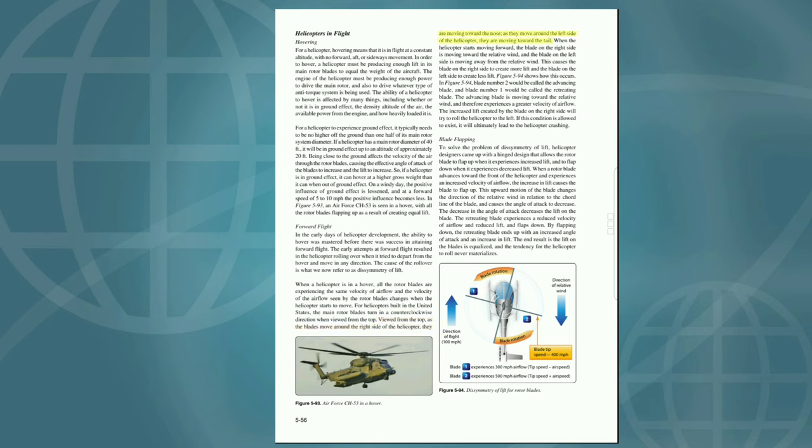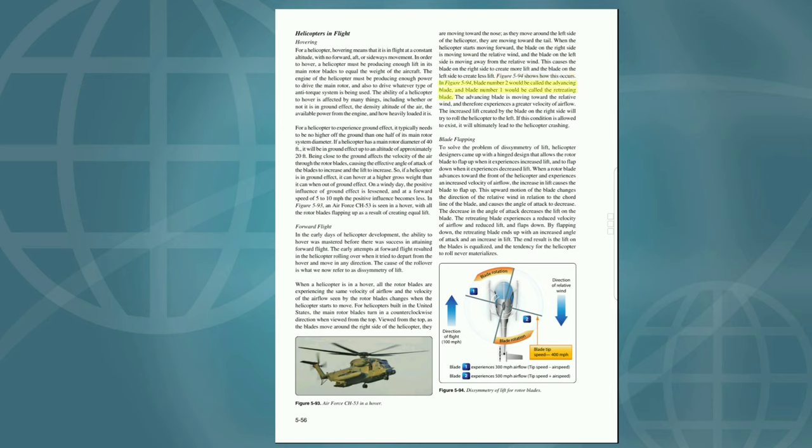As they move around the left side of the helicopter, they are moving toward the tail. When the helicopter starts moving forward, the blade on the right side is moving toward the relative wind, and the blade on the left side is moving away from the relative wind. This causes the blade on the right side to create more lift and the blade on the left side to create less lift. Figure 5-94 shows how this occurs.